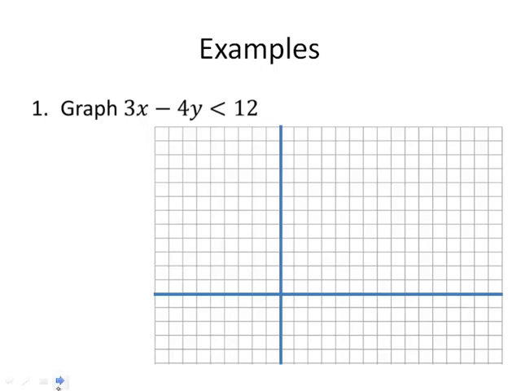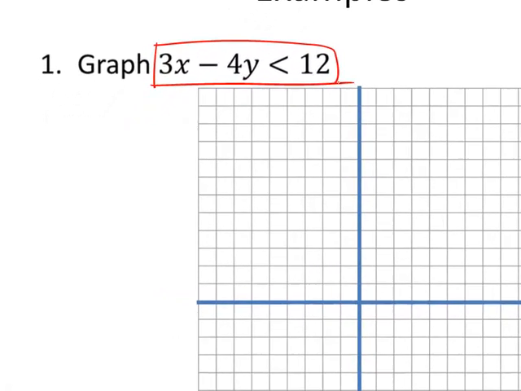Let's try this example. They want us to graph 3x minus 4y less than 12. So let's first graph the line equation. To graph the line equation, we could consider putting this into the form of y equals mx plus b so that we can figure out the slope and the y-intercept. So let's take 3x minus 4y equal to 12, and we're just going to consider the equal portion for now, and get y by itself.